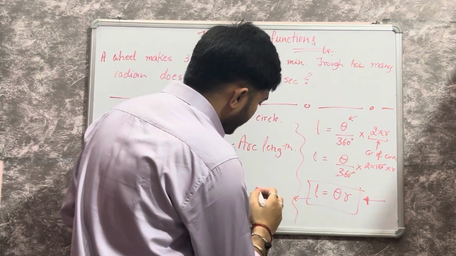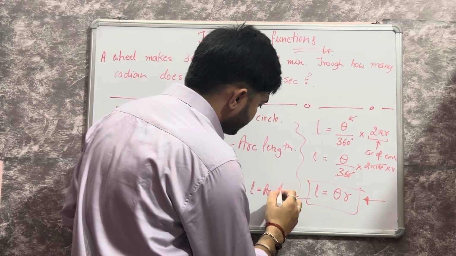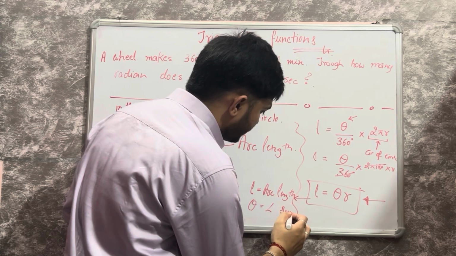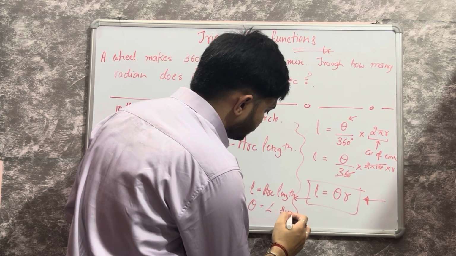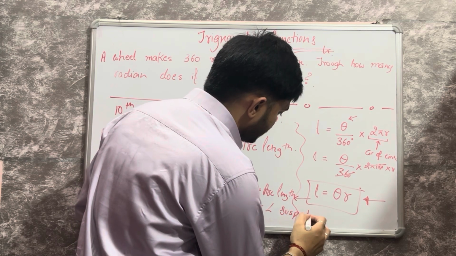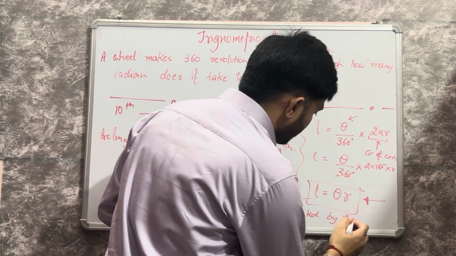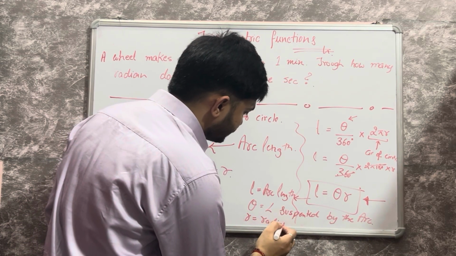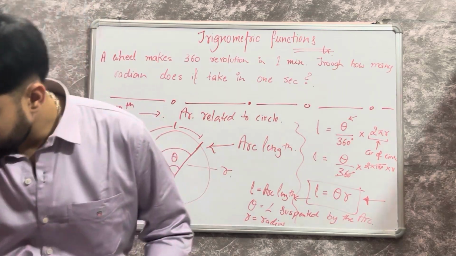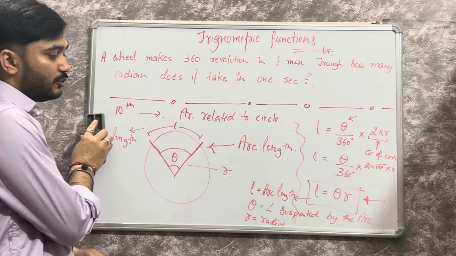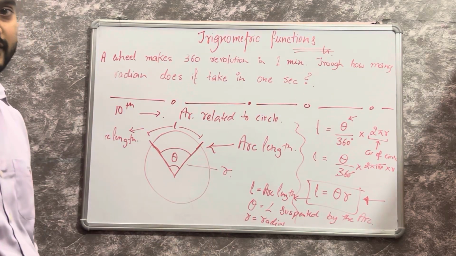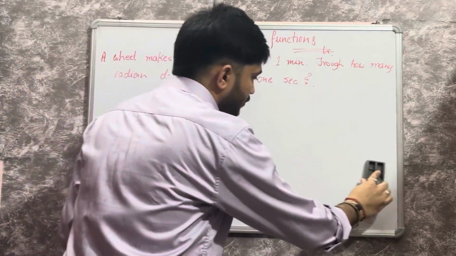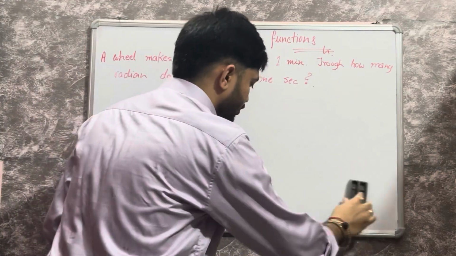Now here L is arc length, theta is the angle suspended by the arc, and r is the radius of circle. Since we are going to use this formula, please take the screenshot of it. Now we are going to solve one question based on it and some other application based questions also.